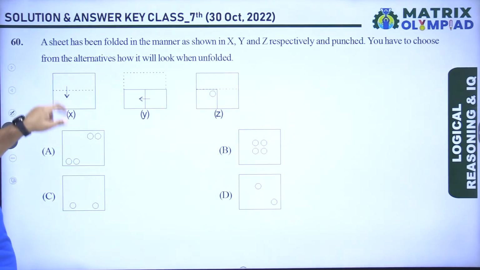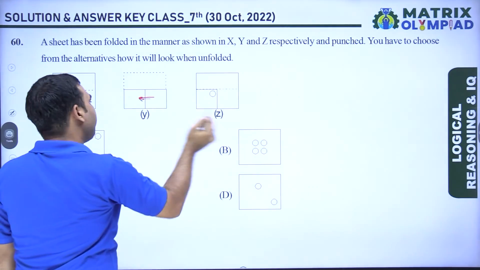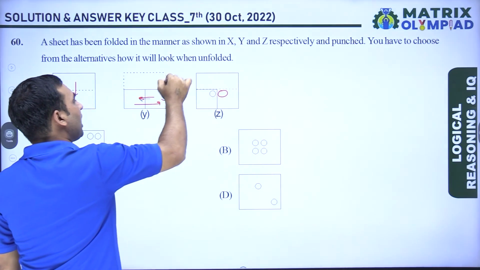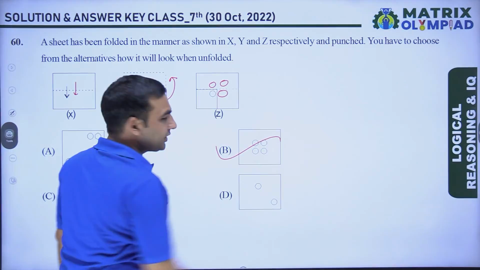Next question is, if we fold this paper, first this side, then this side. If we open this paper, first this side, this circle is shown here, and when this paper is unfolded on the upper side, this paper shows here. Option B is the correct answer.